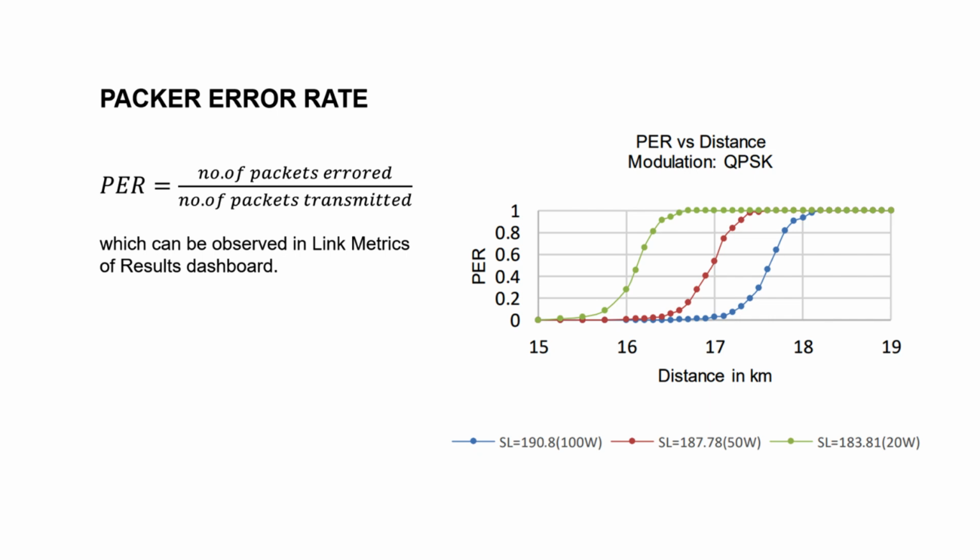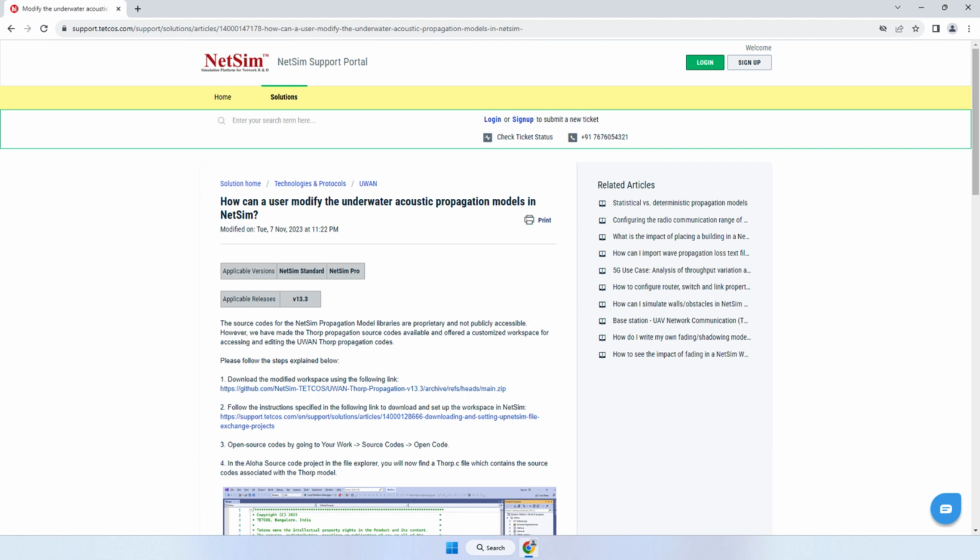Some users are interested in running custom propagation models. The source codes are open where users can write their own codes. The step-by-step procedure is available in the knowledge base article. The link to the article is given in the description below.